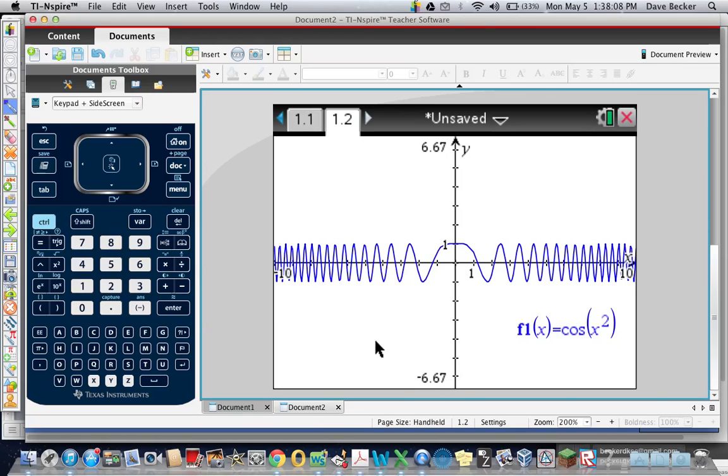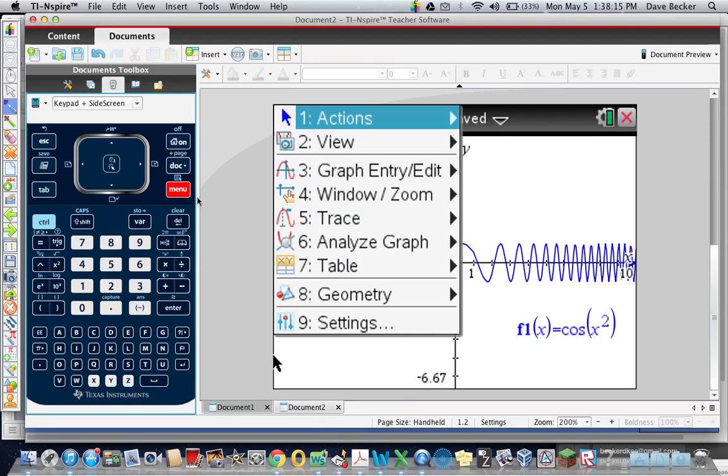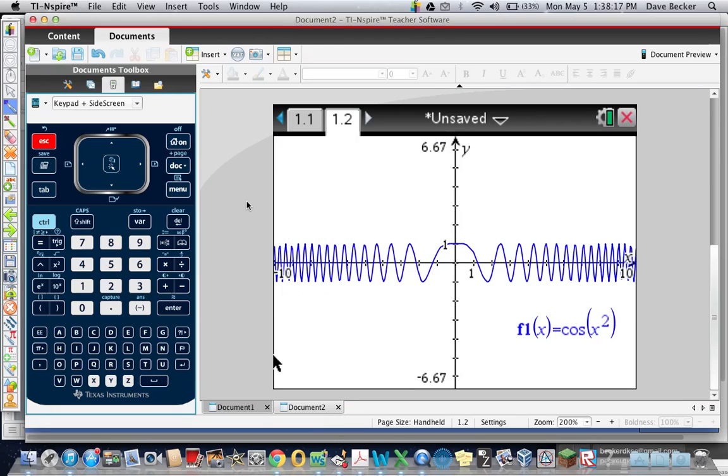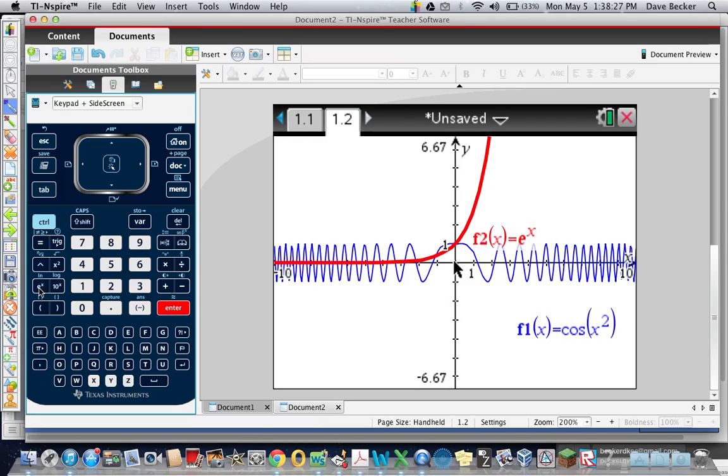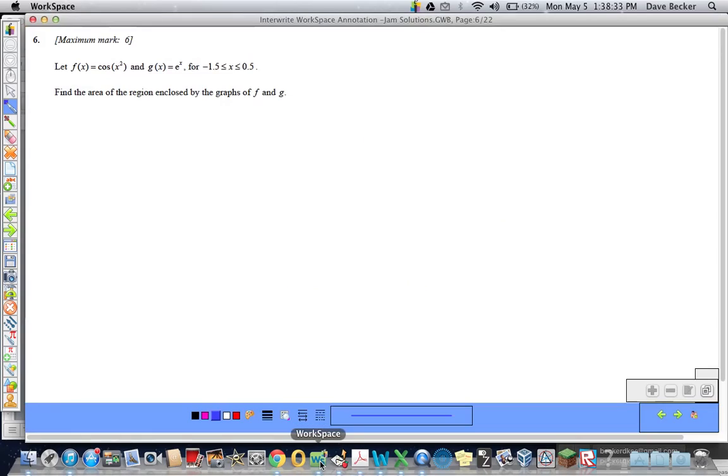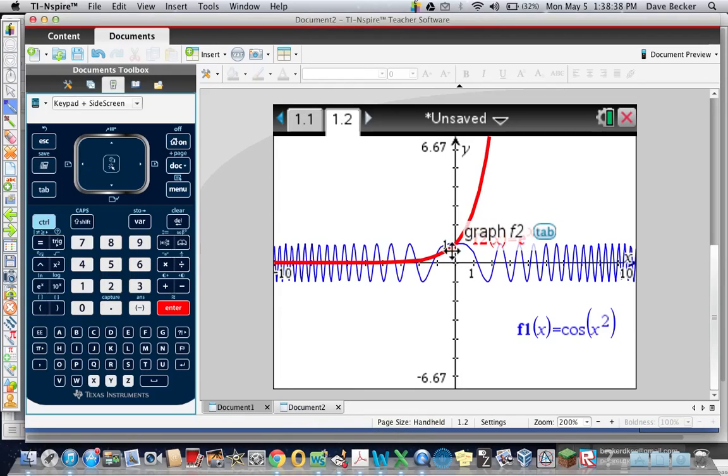And then we had e to the x. Tab, e to the x. And don't type in e, you've got to click this, or it won't know what you're doing. Okay. And remember, the function is defined from negative 1.5 to 0.5.